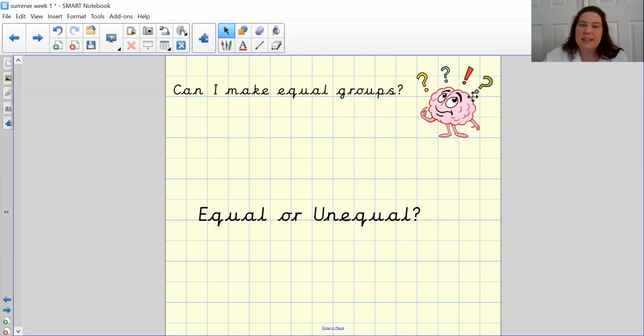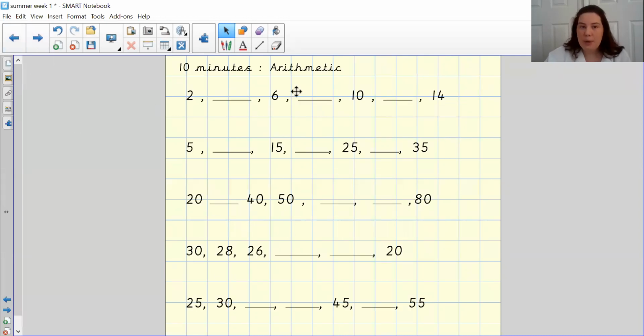So today's focus is making equal and unequal groups. Before we begin, we are going to start off with a quick revision of what we've done previously. We are going to be looking at skip counting in 2s, 5s and 10s.